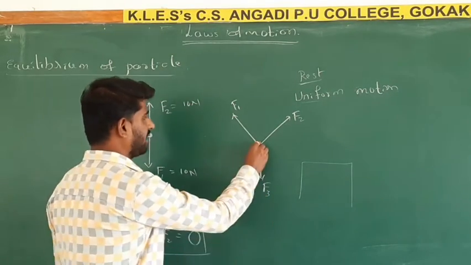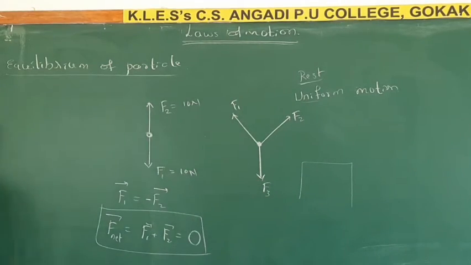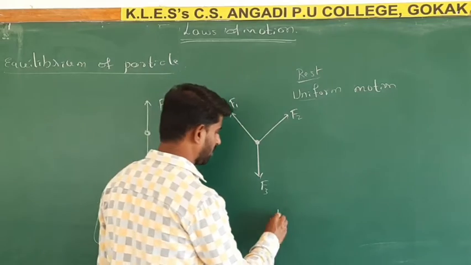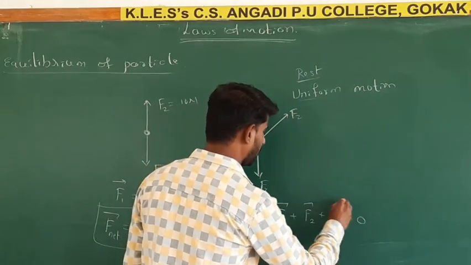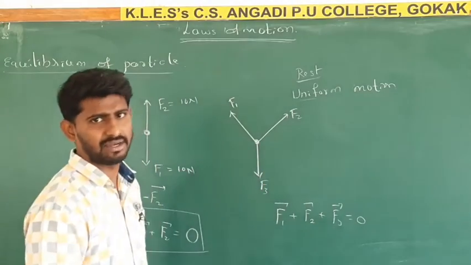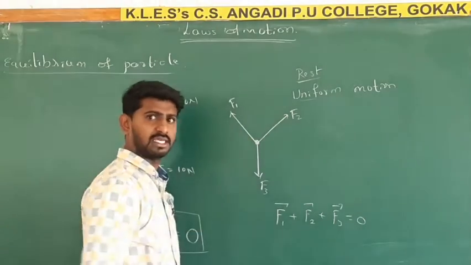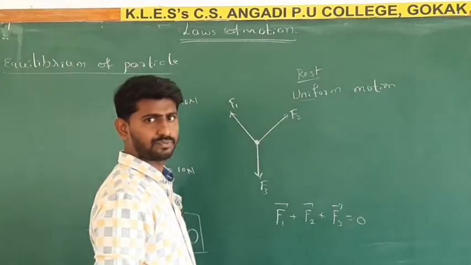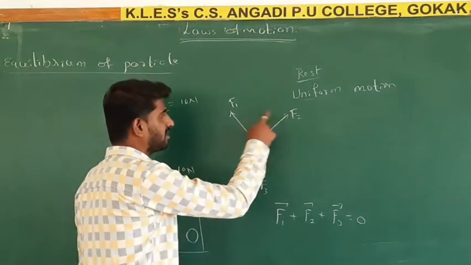If the particle is in equilibrium, it has to satisfy a condition: the vector sum of all the forces must be 0, like F1 vector plus F2 vector plus F3 vector is equal to 0. If this condition is satisfied, then we say the particle is in equilibrium. Is it possible to get zero net force here? Yes. First we should calculate the resultant of these two forces, then add that resultant force to the third force. How do you get the resultant of these two forces?